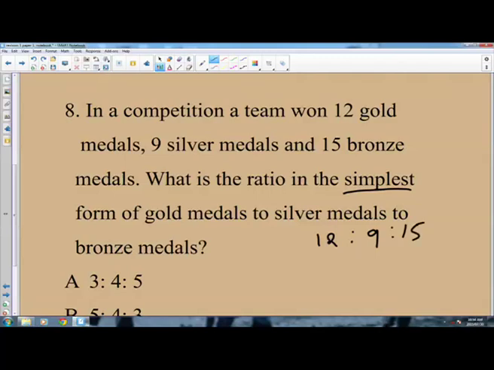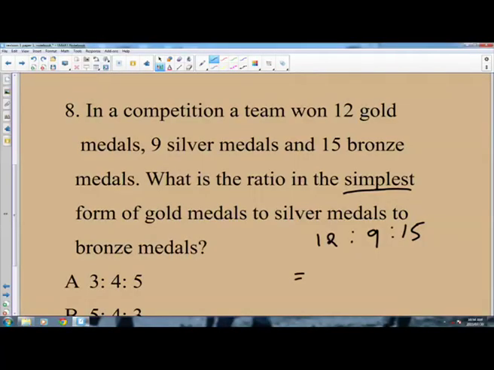So the ratio is 12 is to 9 is to 15. And we must make sure that we simplify this ratio, because the question says what is the ratio in its simplified form. So we'll have to look for the highest common factor which can go into 12, 9 and 15, and that factor is 3. 3 into 12 is 4, 3 into 9 is 3, and 3 into 15 is 5. So we have 4 is to 3 is to 5. This is simplified. There is no other number which can go into 4, 3 and 5.